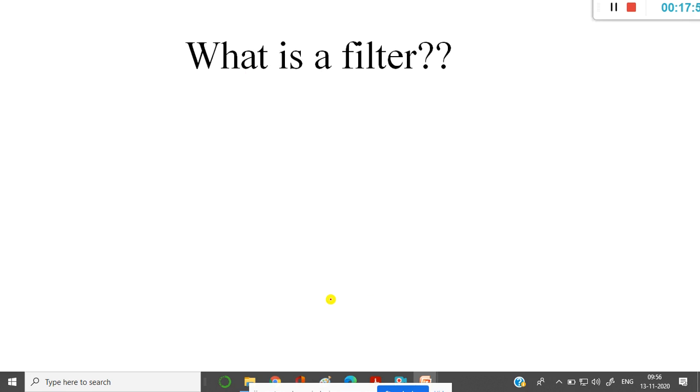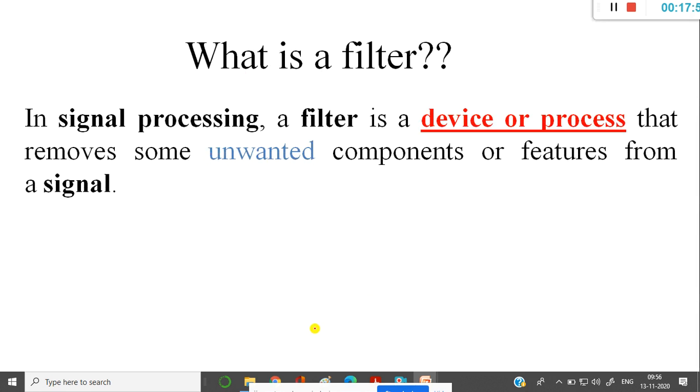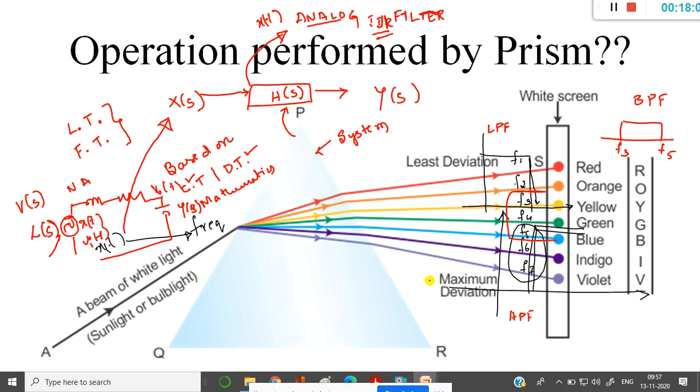Okay, moving further. Now you tell me what is the definition of a filter. With respect to signal processing, a filter is nothing but a device or a process that tries to remove some unwanted components or features from a signal, right? So which are the unwanted components here? See, for my requirement, maybe if I consider f1, f2, f3, I feel that f4 to f7 are not required right now for the processing. That's what is unwanted. It doesn't mean that you are trying to remove waste, right?